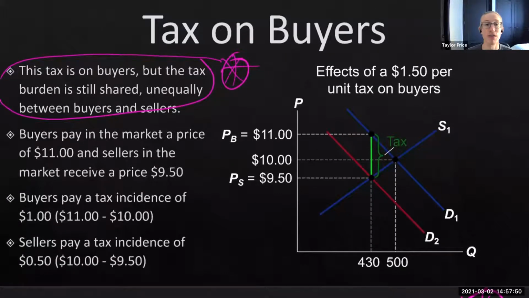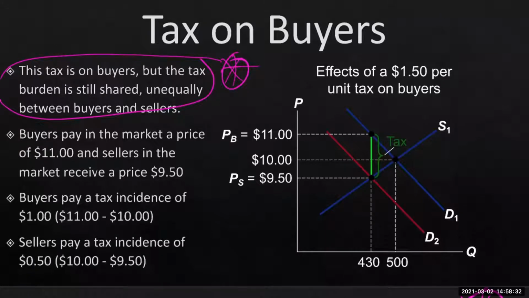As I already said, this tax is on buyers. The burden of the tax is still shared. Buyers and sellers are in total paying $1.50, but it is shared unequally between them. We note here the dollar difference for buyers and the 50-cent difference for sellers. So their incidence is different, which is an important piece to think about, because the total tax amount in the market doesn't change, but the incidence of the tax can change depending upon who it's levied on.